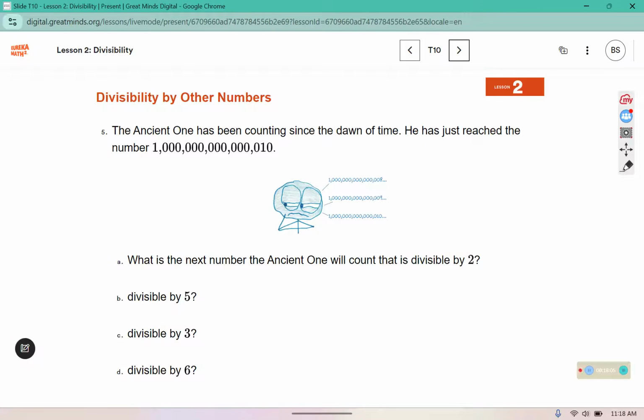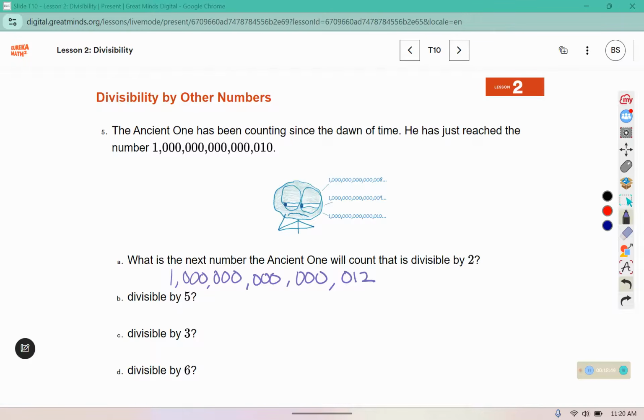The Ancient One has been counting since the dawn of time. He has just reached the number that would be millions, billions, trillions, quadrillion. Okay, 1 quadrillion 10. What is the next number the Ancient One will count that is divisible by 2? Well, this would be an 11, but that's not divisible by 2 because it doesn't end in an even number. So the next thing that would be divisible by 2 is 1 quadrillion, make sure I got enough zeros here, and 12.